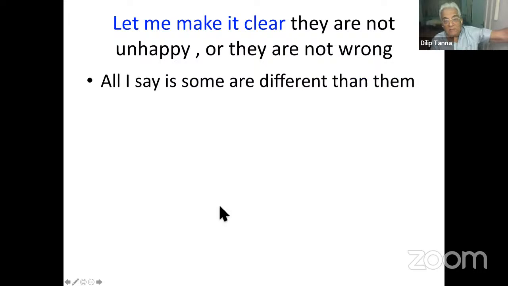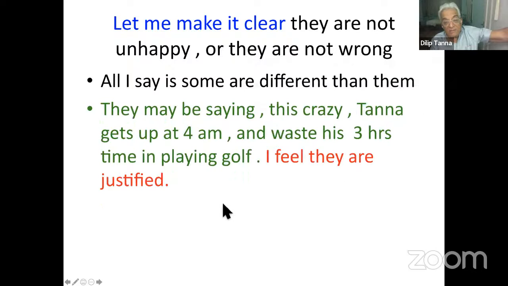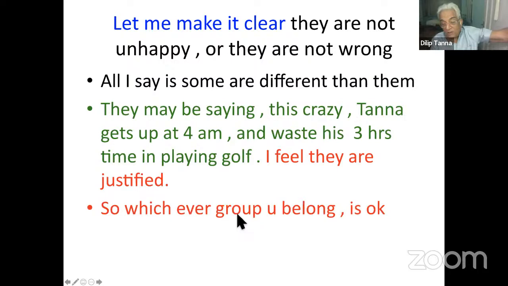Let me make it clear. They are not unhappy and they are not wrong. All I say is some are different than them. They may be saying this crazy Tanna gets up at 4 a.m. and wastes his 3 hours in playing golf. I feel they are justified. So whichever group you belong to is okay. I say hi.